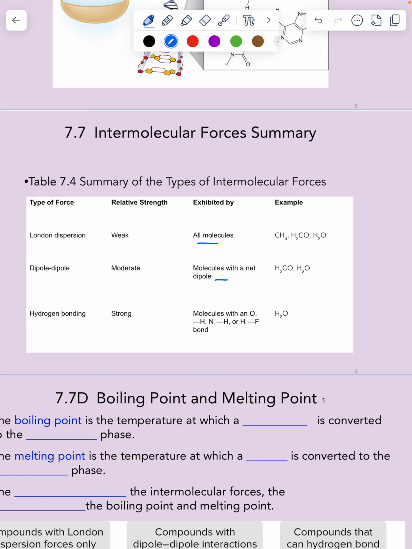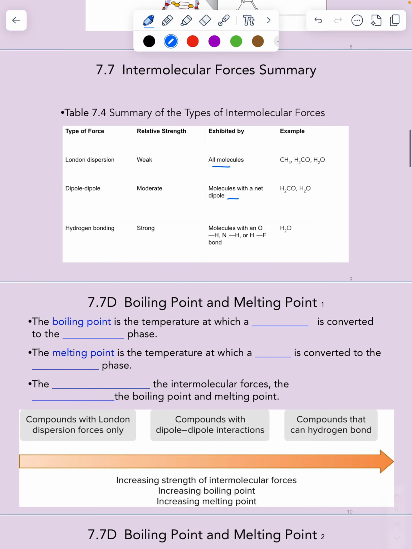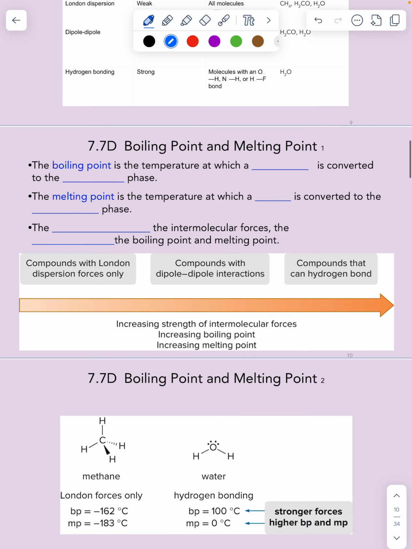All right, let's look and see how these IMFs affect the boiling and melting points. And so we see that the boiling point, of course, is the temperature at which liquid is converted to the gas phase. And as you already know, melting point is the temperature at which a solid is converted to the liquid phase.